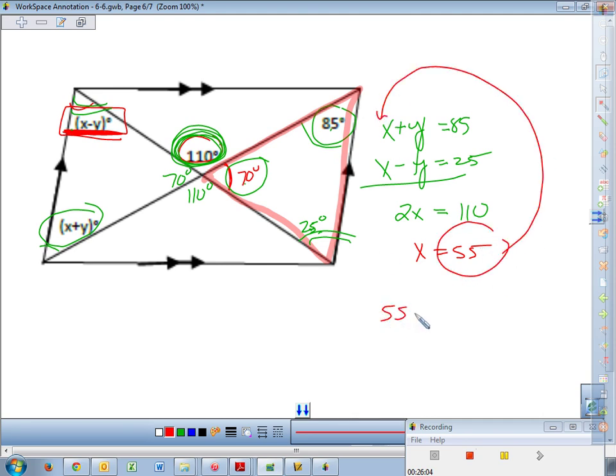55 plus the y equals 85. And y equals how much? The dirty 30. Which I passed 4 years ago. Yay for me. Uno mas.